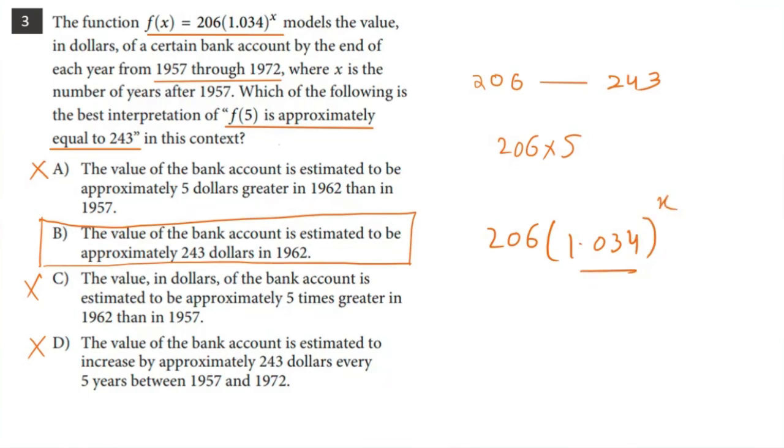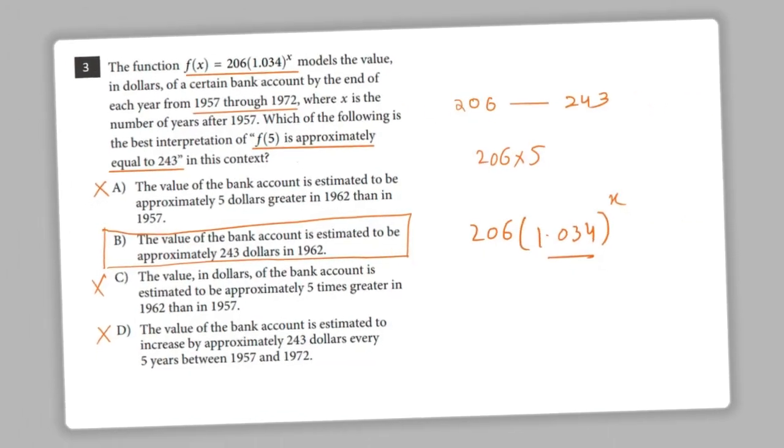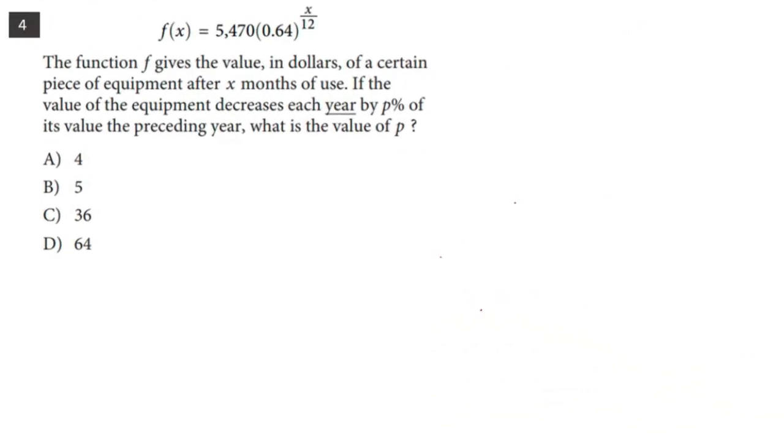So this is an exponential gain question, and B is the correct answer. Problem 4. This is another exponential problem. The function f gives the value in dollars of a certain piece of equipment after x months of use if the value of the equipment decreases each year by P%. Okay, P% is like the percentage decrease factor of its value the preceding year. What is the value of P?